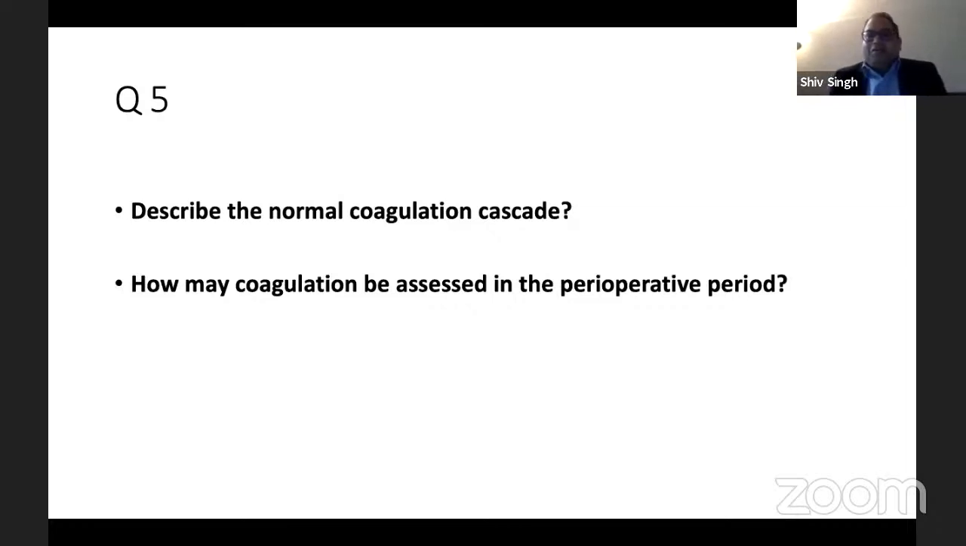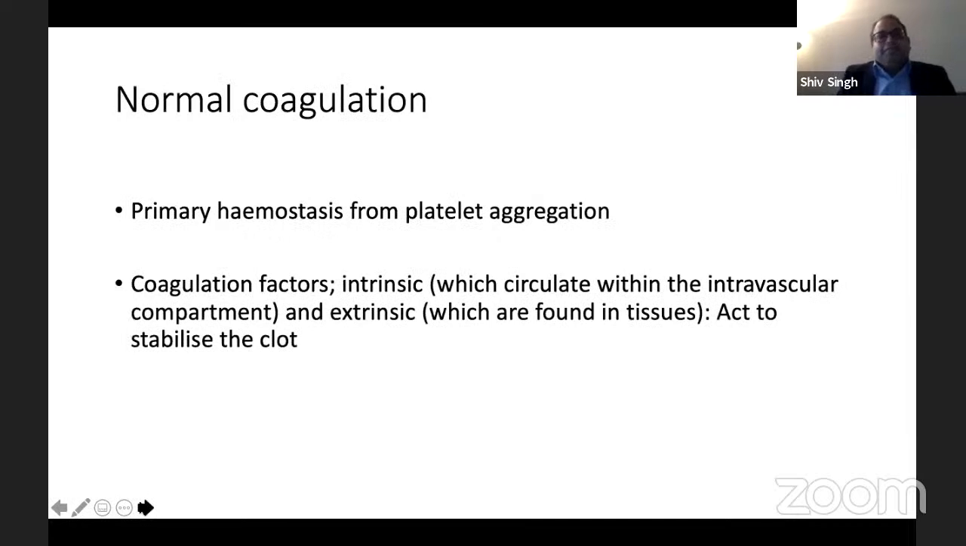This I would actually say almost 50-50% or 60-50%. So you need to actually know the coagulation cascade very well. Normal coagulation starts with primary hemostasis. When there is vascular injury, there is aggregation of platelets, and that is a very important initiation of coagulation. And then you have coagulation factors where we have the intrinsic ones.